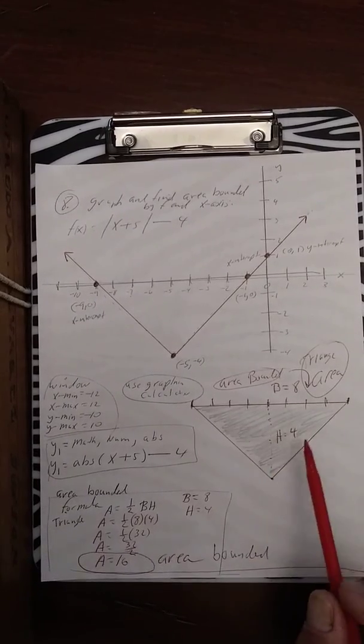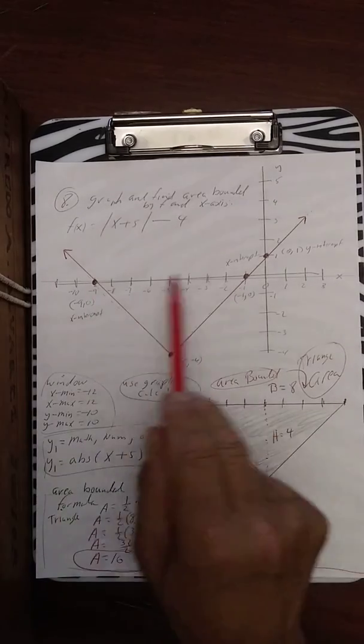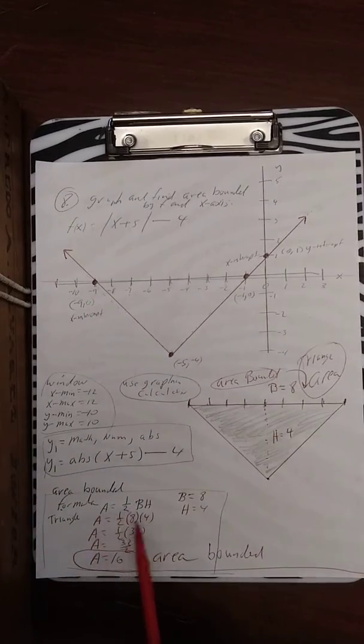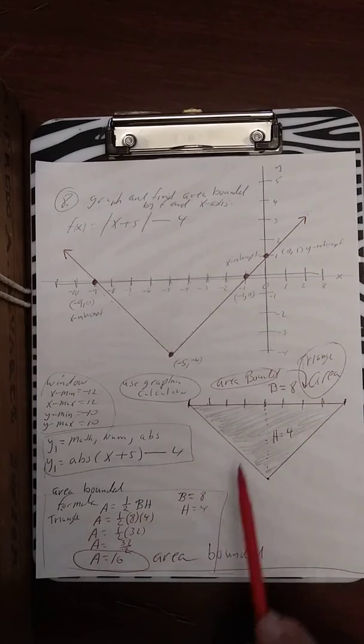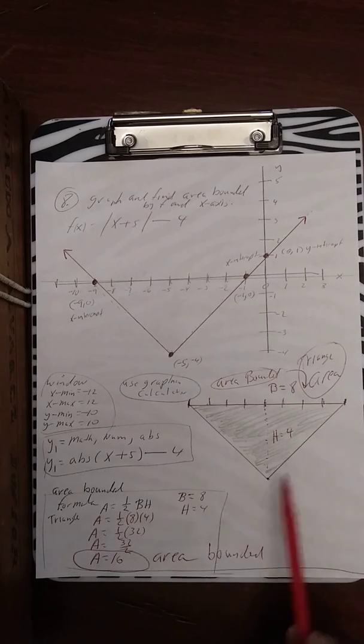So this area we're finding. To find that, we go area bounded, this right here, which is that triangle right there. I'm going to have base and height. Base is 8. Height is 4. So 1/2, 8 times 4 is 32. And 32 over 2, and 2 divides 32, 16. So the area bounded right here is 16.